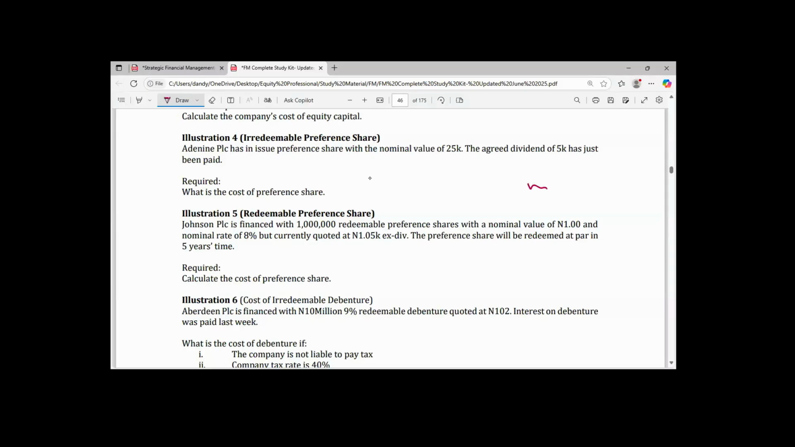Then, of course, that's where we stopped last week. Today we are going to commence the cost of debt. After cost of debt, we talk about cost of convertible. So if we still have time, then we move to discussing the weighted average cost of capital. So let's talk about cost of debt briefly.